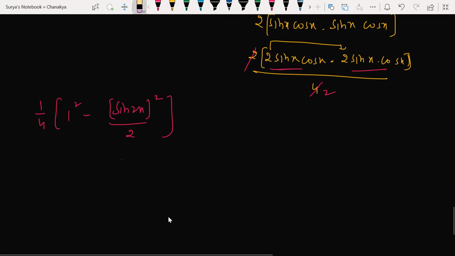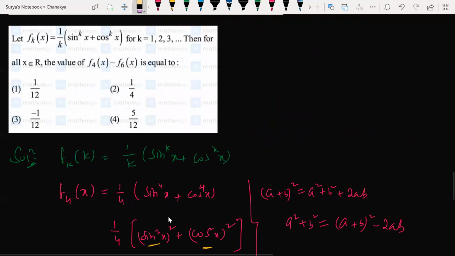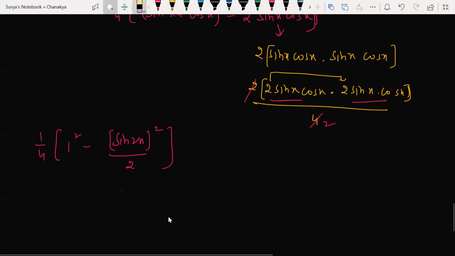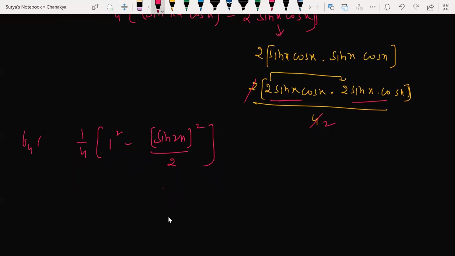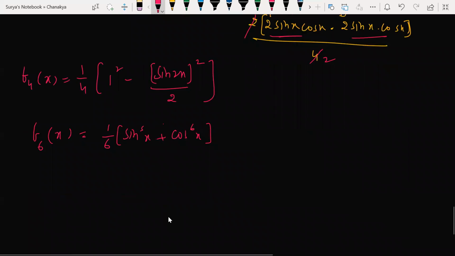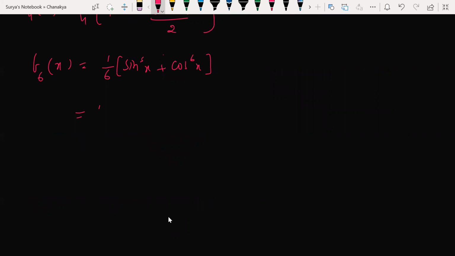So this is what you got. Look at this, what is the question given to you? f6 of x we need to find out. This is f4 of x. Next we need to find out f6 of x, which is equal to 1/6 times of sin to the power 6x plus cos to the power 6x. All right. So 1/6 times of, so can I write it like a cube?